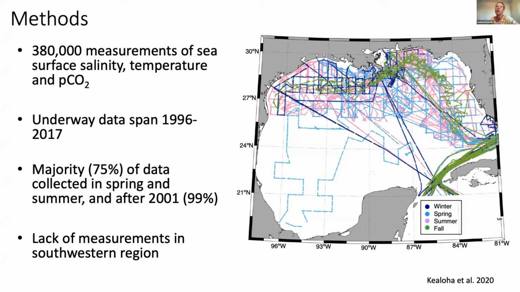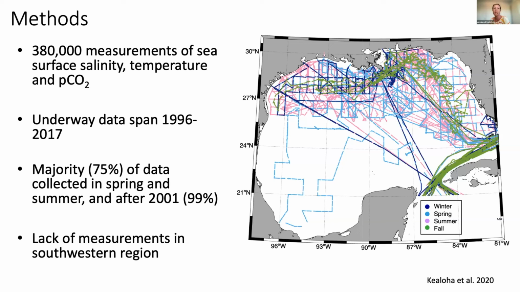So I just want to acknowledge all of the researchers and technicians and funding agencies who have contributed to the collection of this data. And I'm showing you a map of all of the measurements that we used, and they are color-coded according to season. So winter is dark blue, spring is light blue, pink is summer, and green is fall.